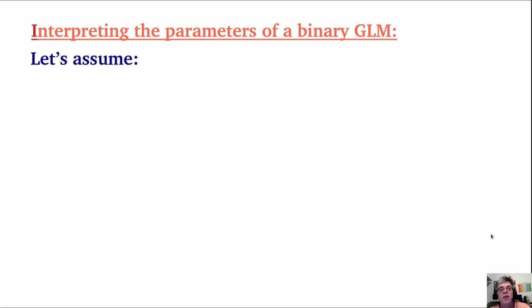So before entering into the analysis, let's show how we are going to interpret the parameters of a binary GLM. Let's assume the following. We are going to assess the effect of a numerical explanatory variable x on the probability of success, and we are modeling the probability of success in the space of the logit link function. So we are going to model it as log of p over 1 minus p. This will yield an intercept and a slope for the explanatory variable.